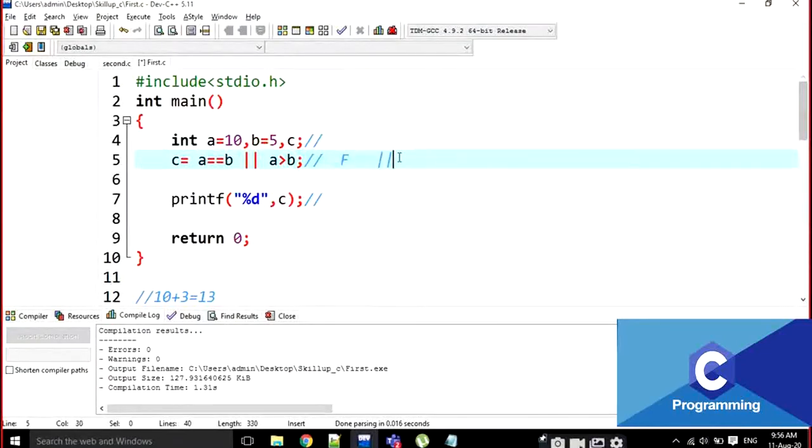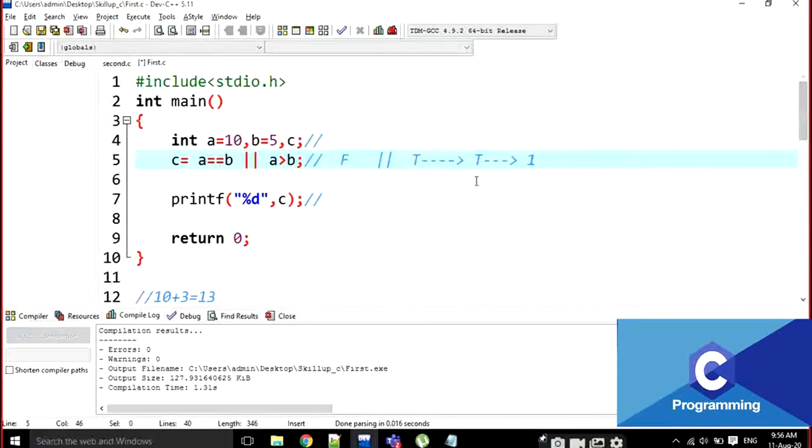Then, at the logical OR position, what is this value? 10 is greater than 5. This is true, so the result is true, and the output will be displayed as 1. Okay, is it clear up to this? Yes, sir, it is very clear up to this one.